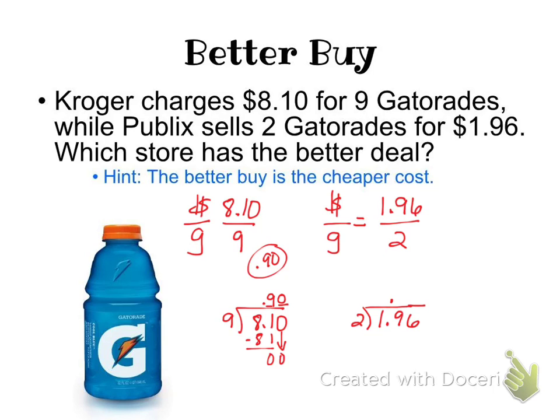Okay, if you divided 2 into $1.96, how much did you get? Good, 98, because 9 times 2 is 18. Subtract. We got 16 there, 8, 16. We're done. So it's 98 cents here. So which one is the better buy? So the 9 for $8.10 is the better buy.